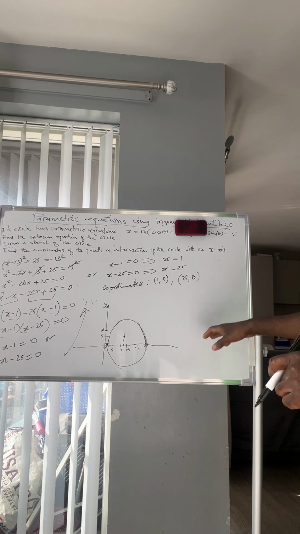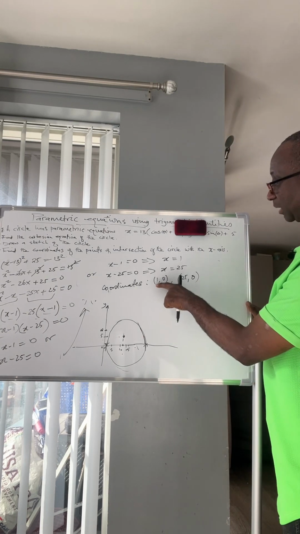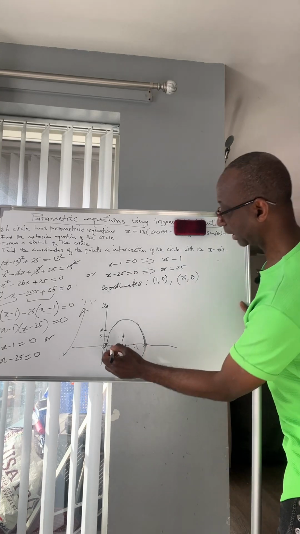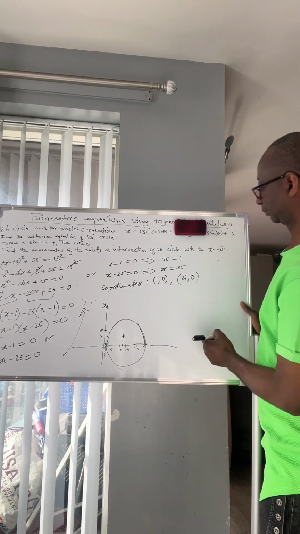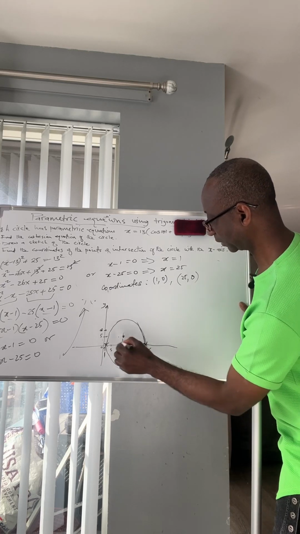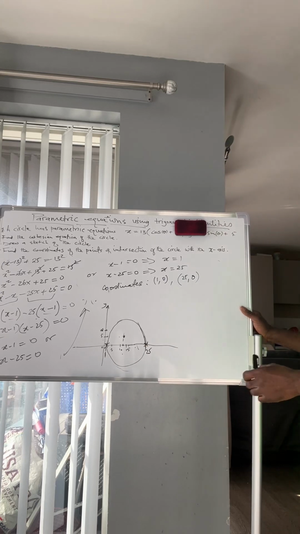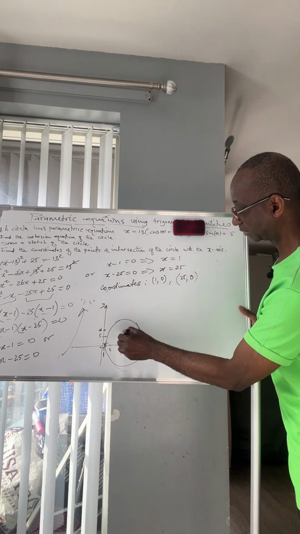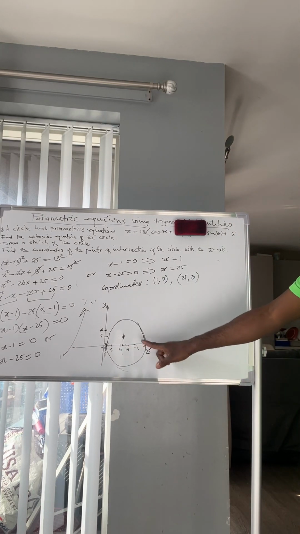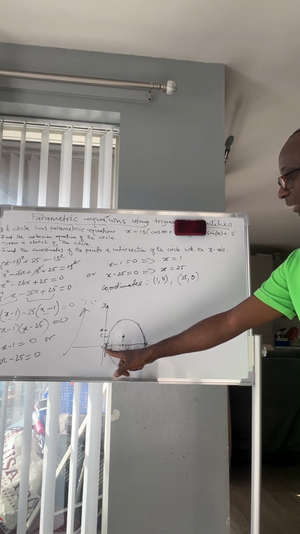Because y is 0 on the x-axis, so now we know our graph here was 1 and here was 25. So this point is 25 and this point here is 1. This is where it cuts, and you have your center here. So this is where it cuts the x-axis, at points (1, 0) and (25, 0).